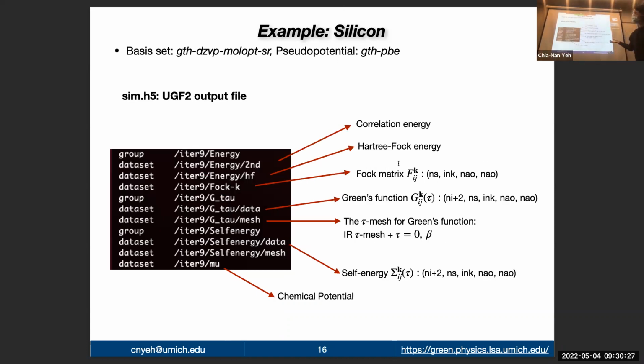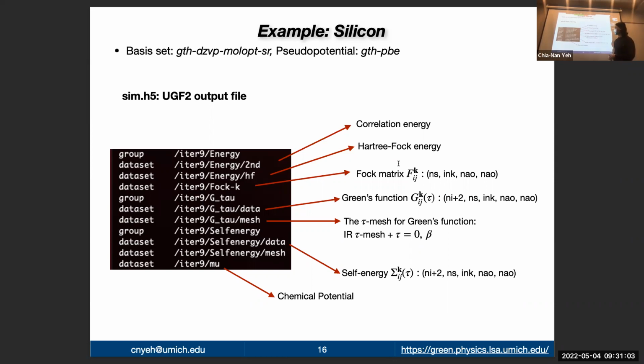So this is the output file. We store all the output by iteration, from iteration to iteration. And this energy slash second is the correlation energy, and then energy slash hartree is the Hartree energy. And you also have the Fock matrix, the correlated Fock matrix, and the Green's function and the self energy. One thing to keep in mind, now all the output matrices are stored in this ink, not nk anymore. So the dimension could be different between the output and the input.